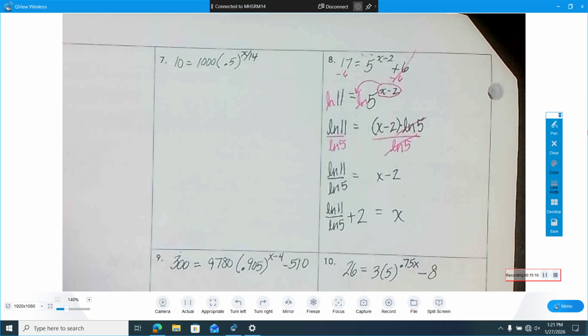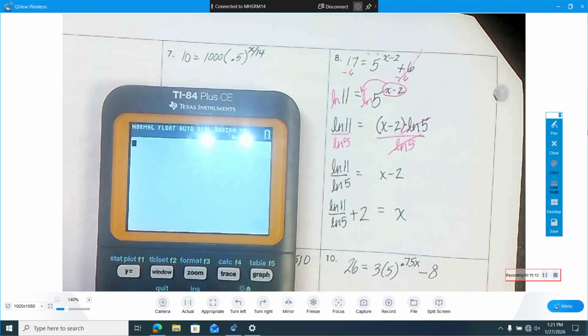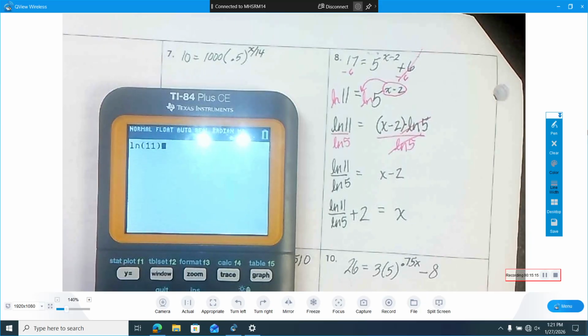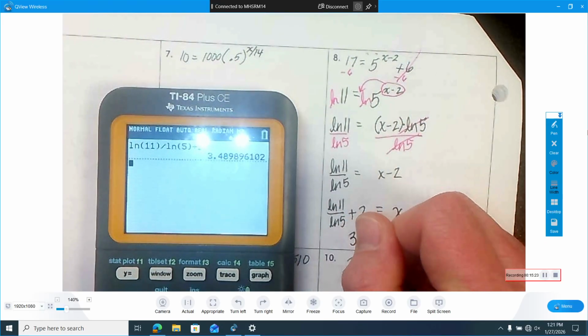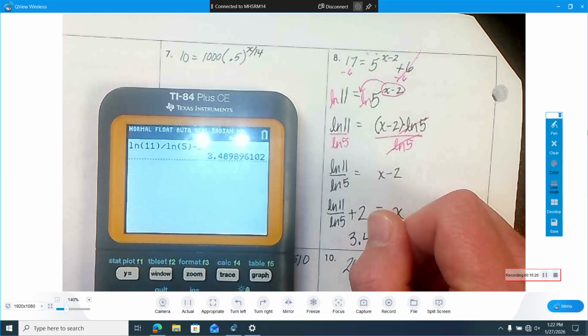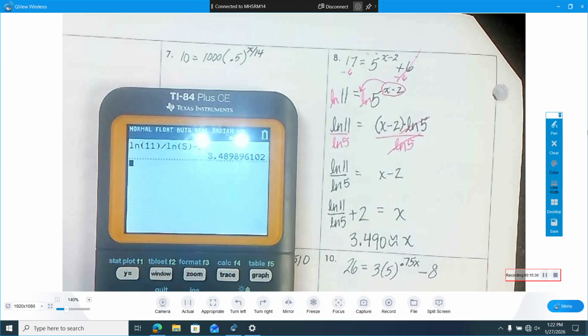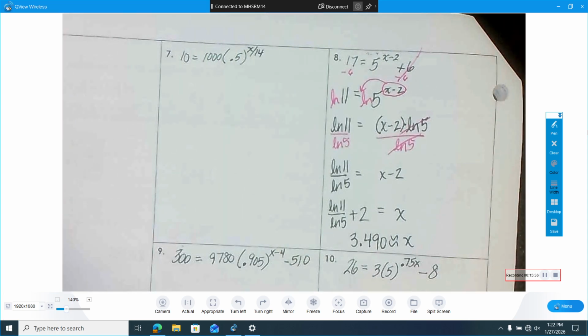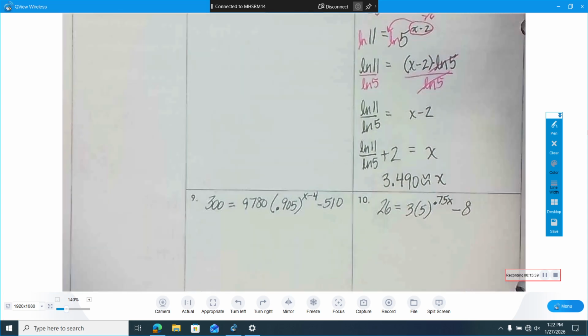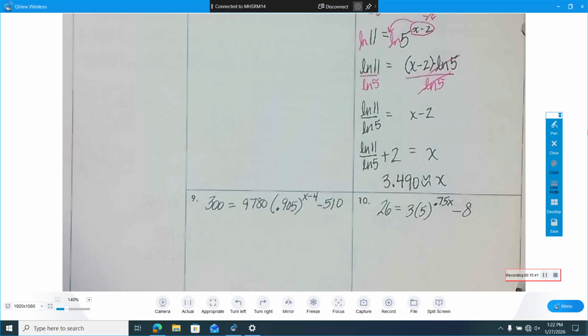It's perfect. But if I put it in my calculator, the natural log of 11 divided by the natural log of 5, and then a big plus 2, I get 3.490, I guess I'd say. Approximately. Okay. All right. Are you feeling okay with this? All right. Let's look at number 9 and 10, and we'll be done.